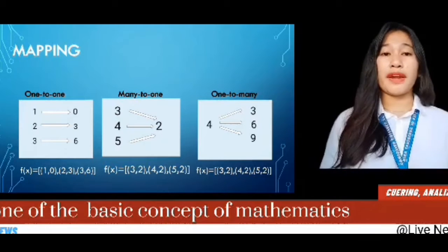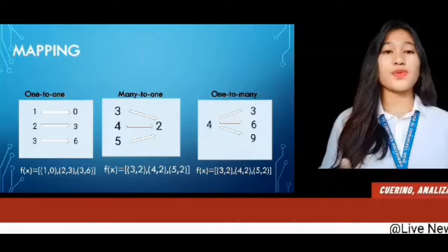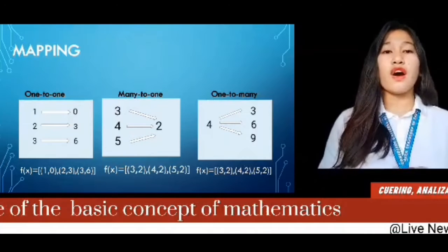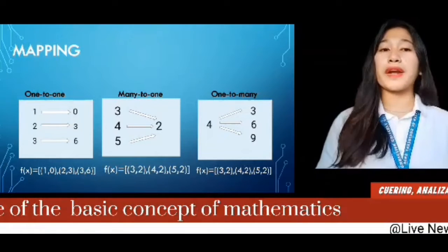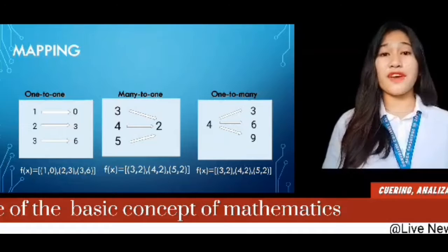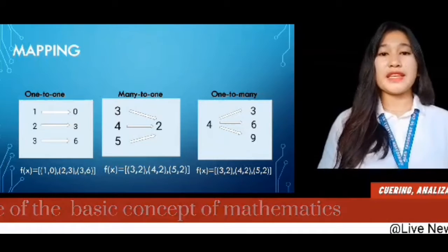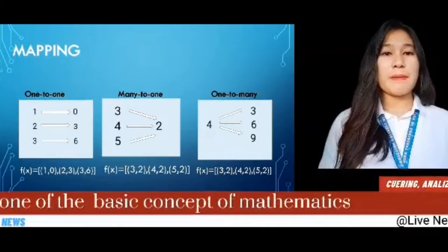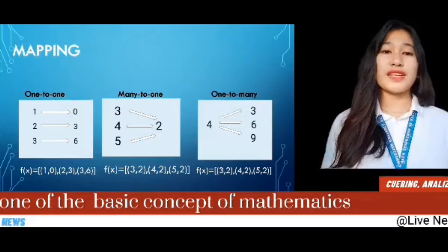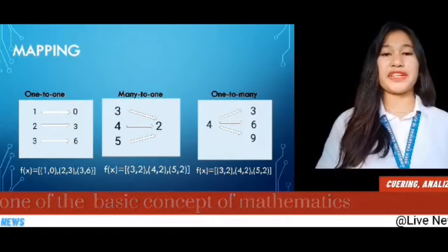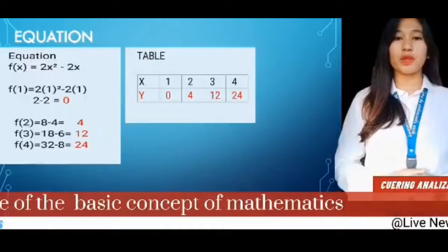Next is many-to-one. The example is a function because as we can see, no value of x repeats or has 2 or more partners, so this is a function. And the last is one-to-many. The example is not a function, but this is a relation because as you can see, the value of x has many partners. So let's have another example having an equation.